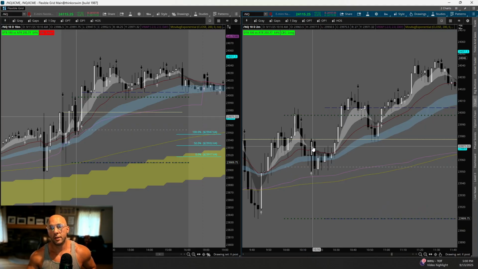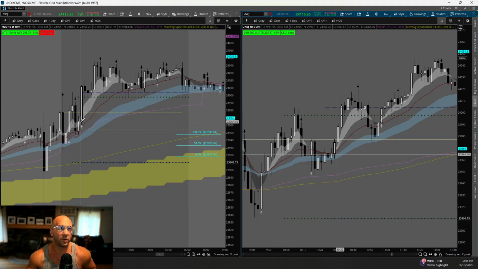So it closes like this. It wicks down. You start to get choppy. It is not moving any lower. And then it reclaims the EMAs. All right, so this is real aggressive to take this here.